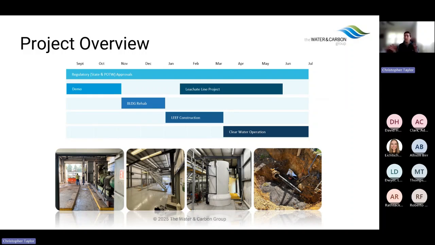In terms of the project overview itself, what to expect for a project, or at least how this project went down: regulatory, state, and POTW approval took an immense amount of time. So what I want to show here is to get that going as soon as possible, because you could be playing the waiting game for a while on that. In terms of project milestones, typically about 2 to 3 months per major milestone. Even the clean water operation aspect of it didn't take that long. We just decided to run clean water for as long as it took to get the regulatory, state, and POTW approvals finished.